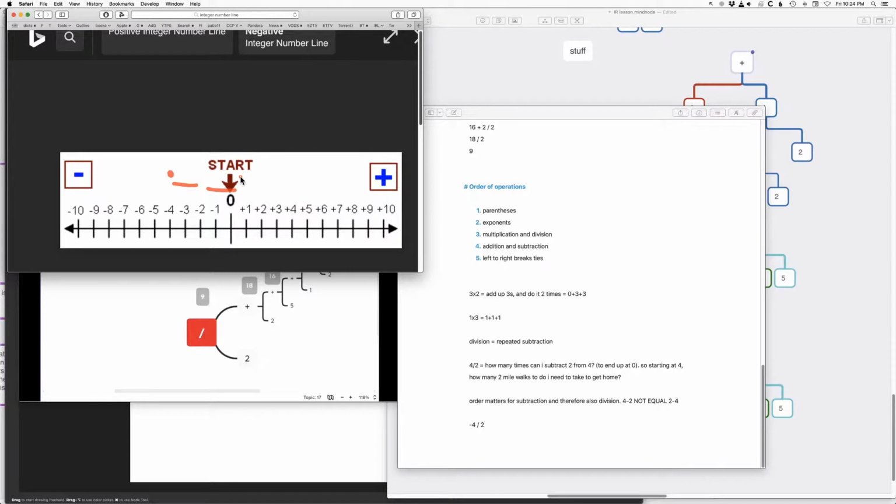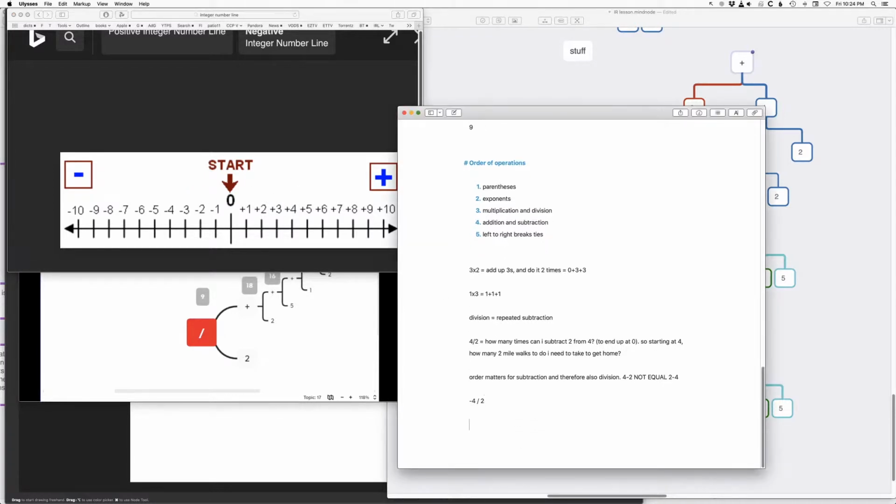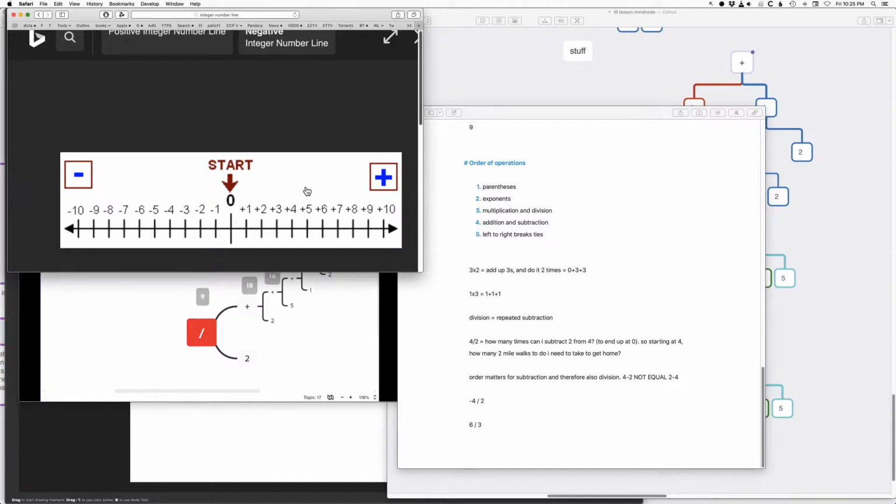Okay, I don't think I was following. Yeah, the important thing is just basically the positives. So let's do 6 divided by 3. On the number line, what do you do? Tell me what to draw.